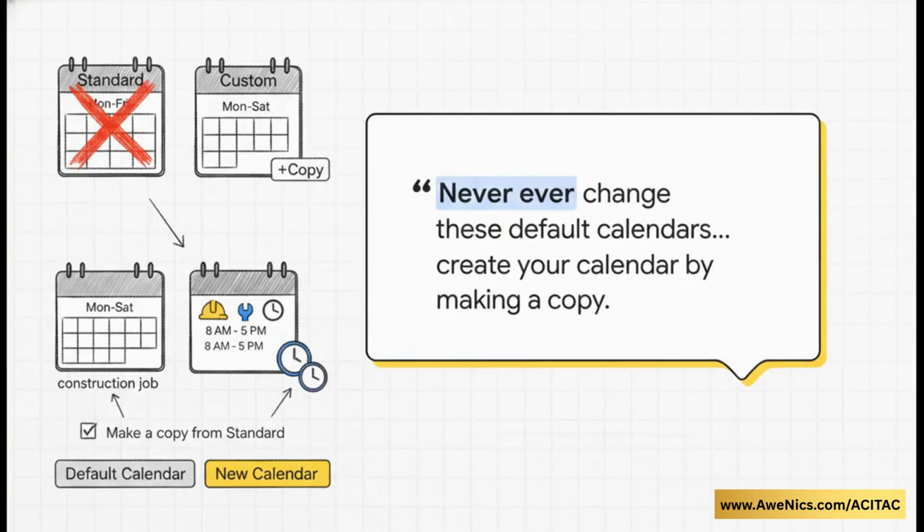Okay, once you click Change Working Time, a window pops up showing the default calendars, usually 24 hours, night shift, and standard. Now brace yourself because this is our first major trapdoor. The golden rule here is never, ever change these default calendars. The standard calendar assumes a Monday to Friday work week, 8 a.m. to 5 p.m. with a 1-hour lunch break. If your project is, say, a construction job running Monday through Saturday, do not just overwrite that default standard calendar. Instead, you want to click Create New Calendar and make absolutely sure you select Make a Copy from Standard.